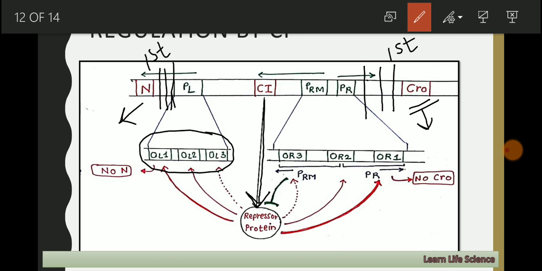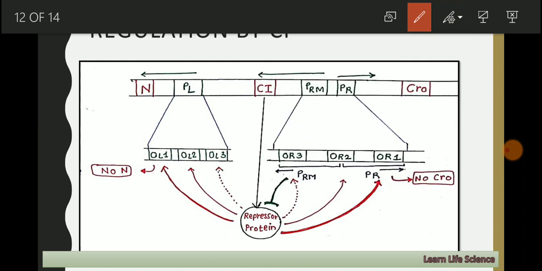Okay, then there will be OR2 and OR3 with low affinity, here also OL2 and OL3 with low affinity. Now in this section you can see that OR1 and OR2 impart the region of the PR promoter, as well as the PRM promoter imparts the OR3 operator. Okay, so this was about the diagram.